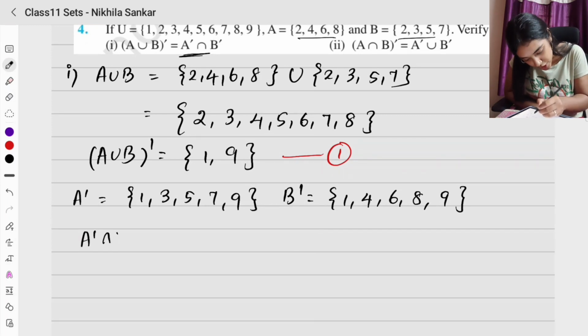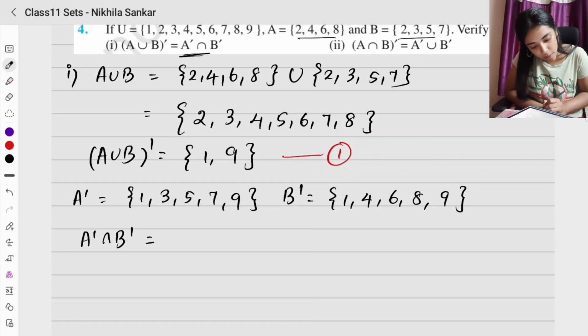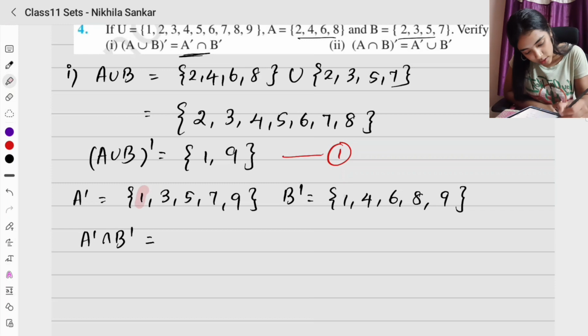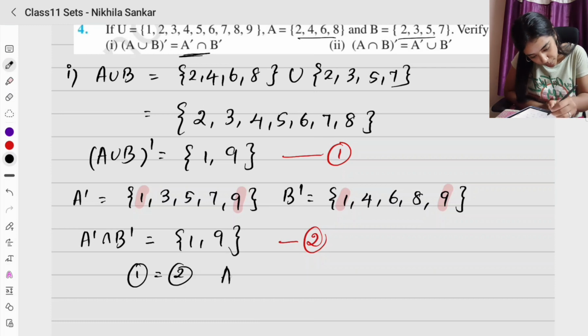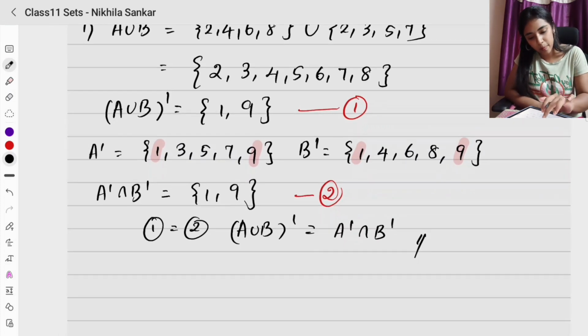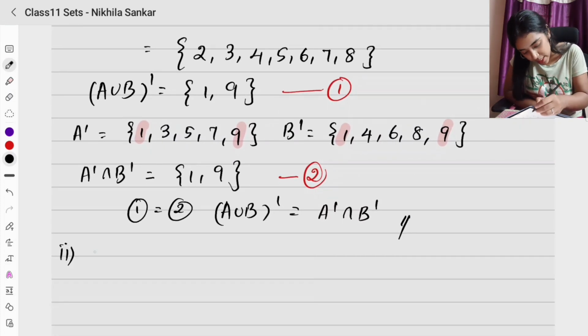Now A dash intersection B dash. What are the common elements? I see that I have 1, 1, 9, 9. Nothing else is common. So it is 1, 9. So I see that 1 and 2 are equal. 1 equals 2, which means A union B the whole dash equals A dash intersection B dash. Hence proved.